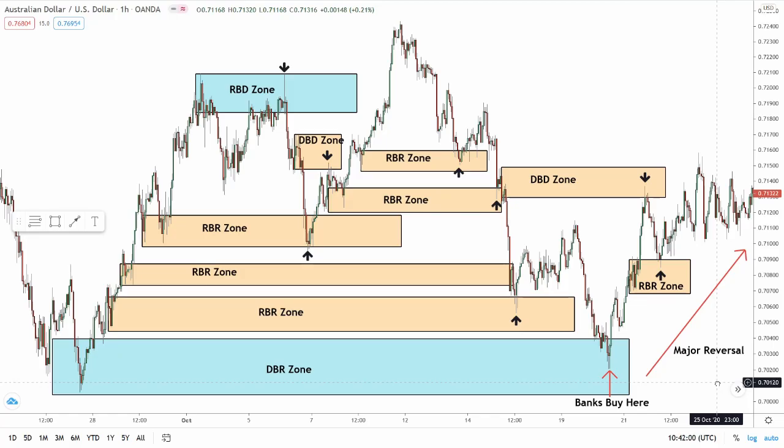Now, does that mean you'll never see big reversals or reactions from rally-based rally or drop-based drop zones? No, of course not. You still need to watch them closely for entry signals. You just need to be aware that whatever reversal they cause is likely to be small and short-lived, so it's better to keep your profit target small and your stops close.